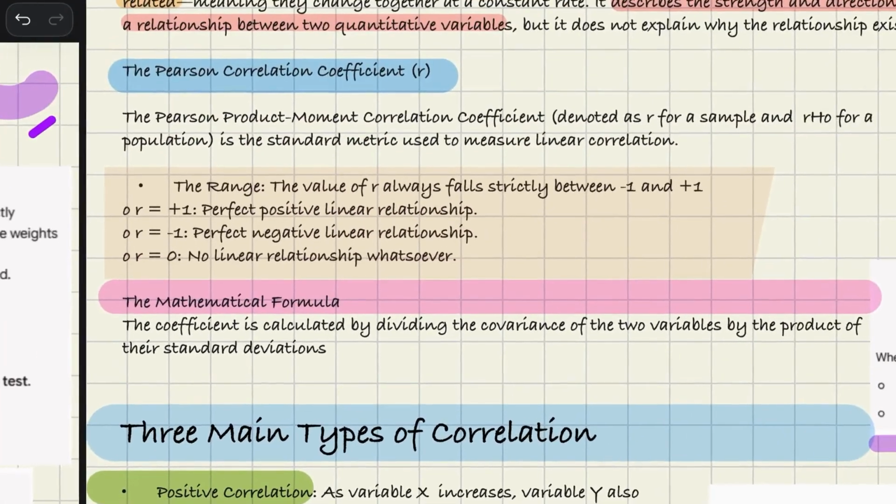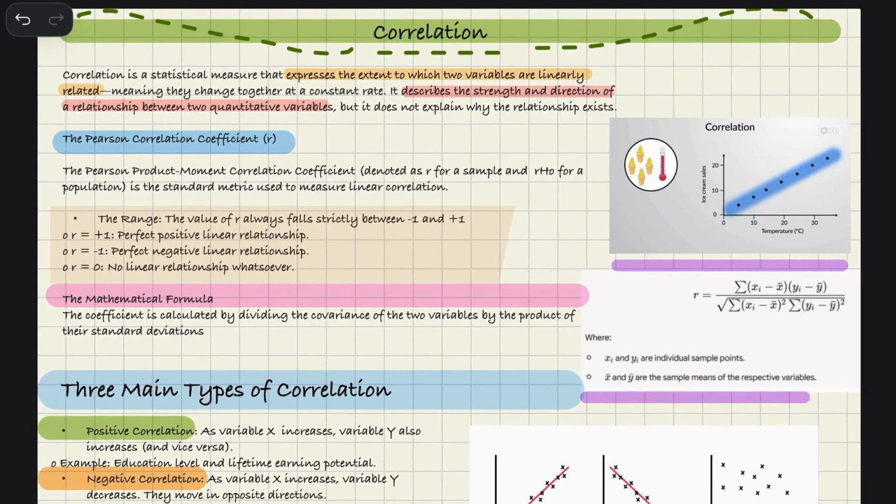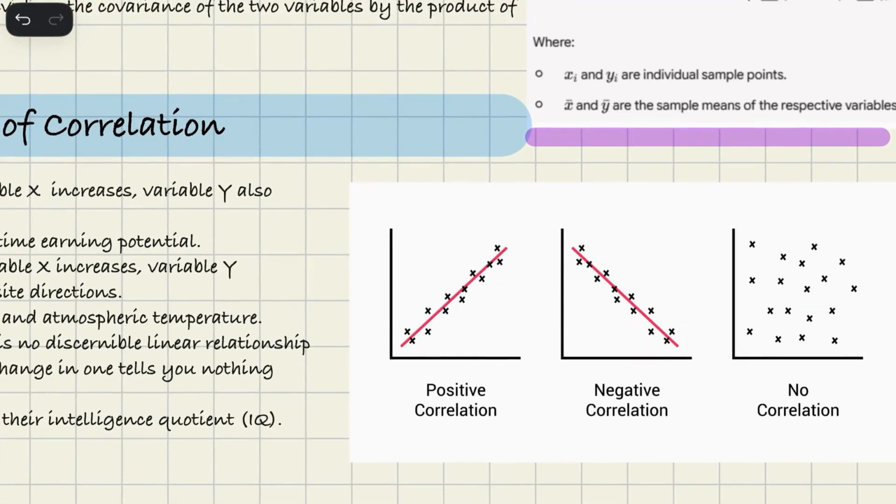Then we have the second case, where r is equal to -1. This is a perfect negative linear relationship. All the points fall perfectly on a straight line sloping downwards. So this is what a negative relationship looks like. Here r is equal to -1.